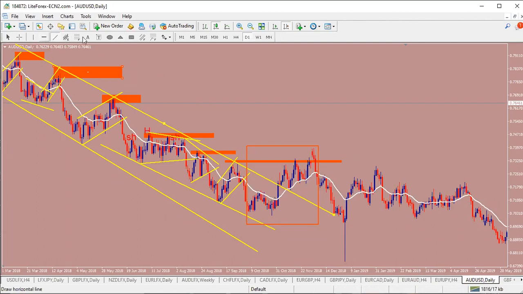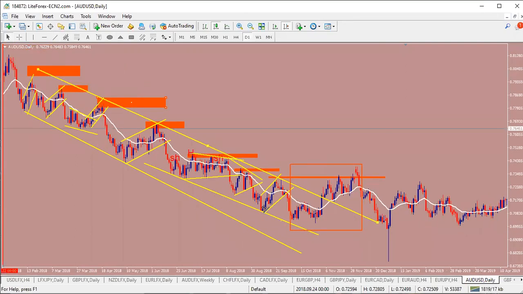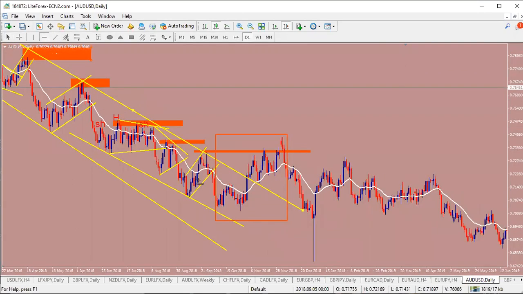And we have two formations here. The first one was a double bottom. A double bottom, this place. This particular place acted as a double bottom here.